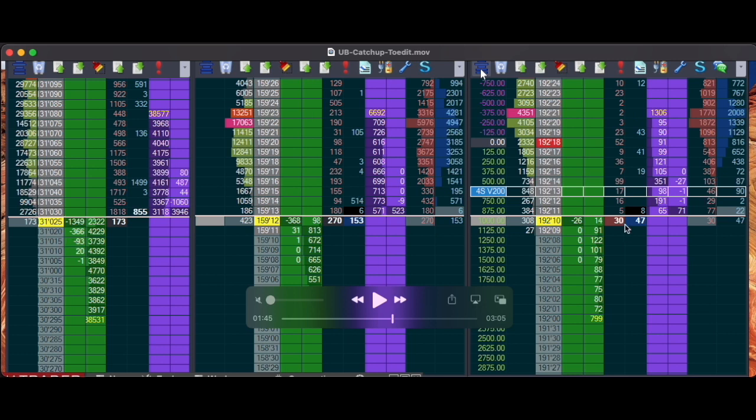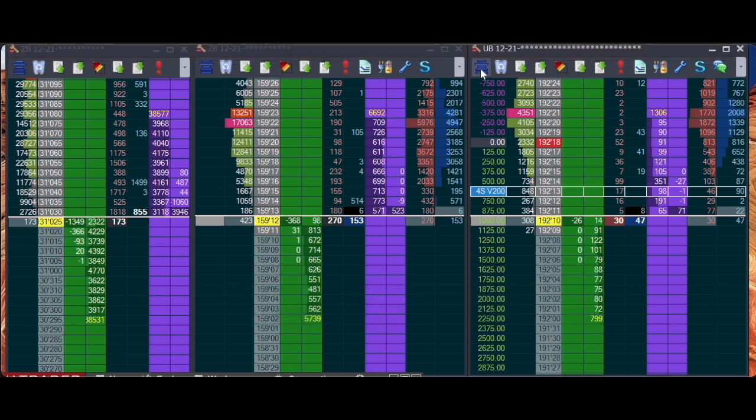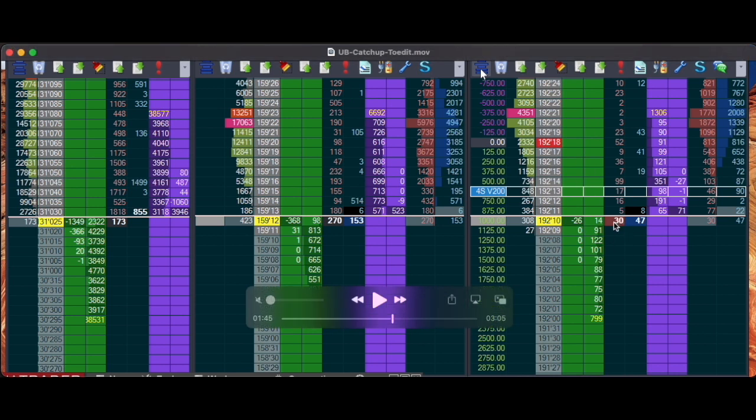Ultrabond is kind of the fastest moving treasury product. It's why I trade it, but it's still very reasonable. I find this to be a good pace for what I like to manage.